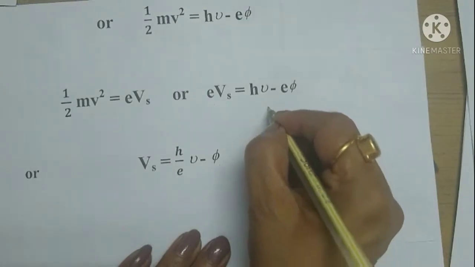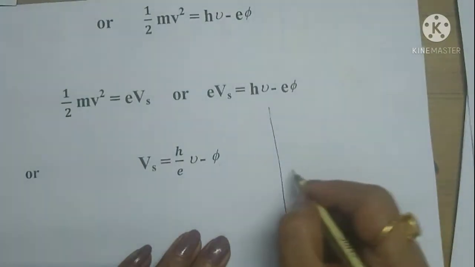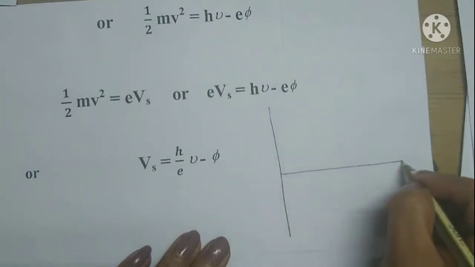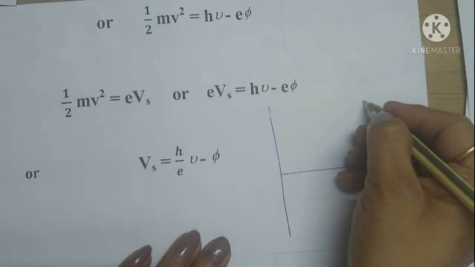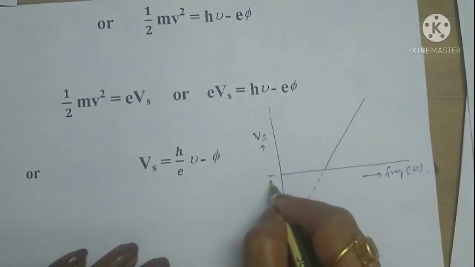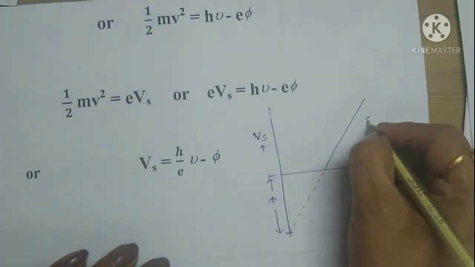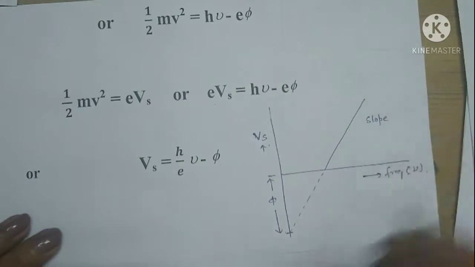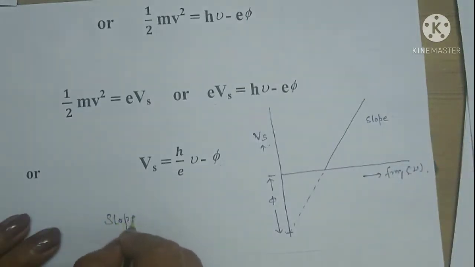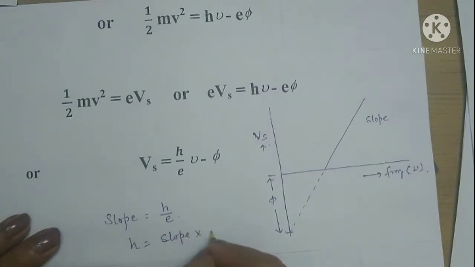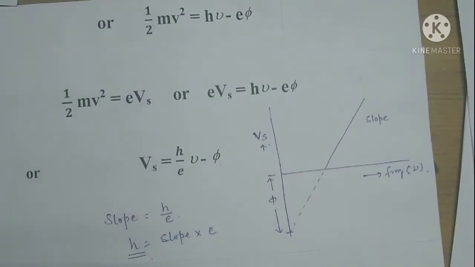So if we draw a graph of Vs versus frequency, that is stopping potential versus frequency, as it is suggested by this equation, it should be a straight line, and that straight line will intersect the x-axis at a point which is known as a threshold frequency, and if extended it will have an intercept on y-axis in negative direction, which will be the work function as suggested by this equation. So we can find out the work function from there, whereas the slope of the equation will be equal to h upon e. So the Planck constant h can be calculated as slope into e.